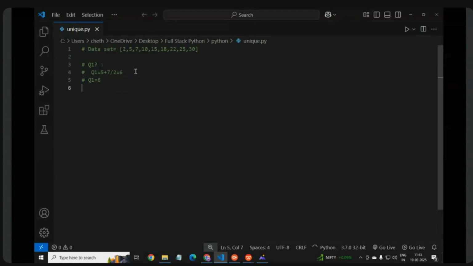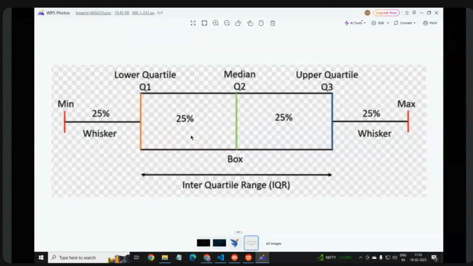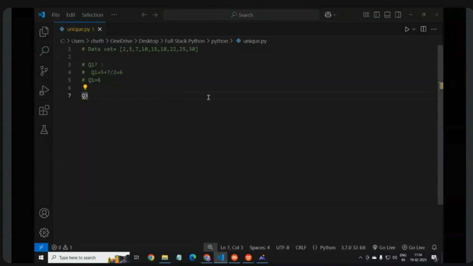So now we have to find the Q3. What is the formula for IQR, the interquartile range? Q3 minus Q1. Yes, Q3 minus Q1. So first we have to calculate this one also.